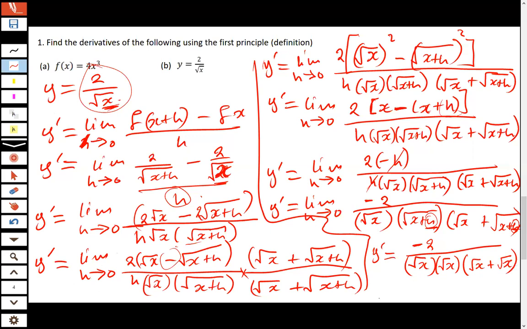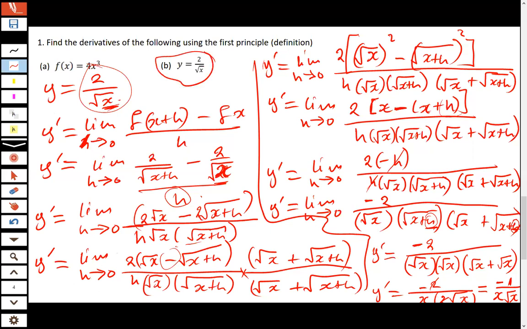So what this means is that if you simplify this further, you get -2 on top, and then the denominator will simply be root x times root x. This will give us x, then open brackets, and then root x plus root x there will give us 2 root x. So simplifying this further, this 2 and that 2 will cancel, and we will just remain with -1 on top, and then the denominator will simply be x root x. So this is the solution after differentiating this expression using the first principle.